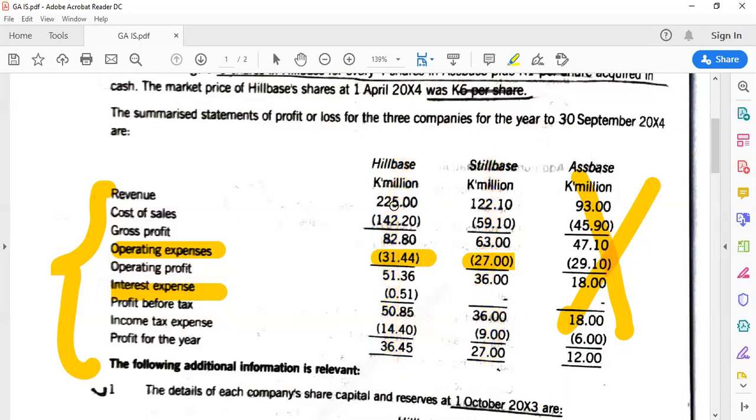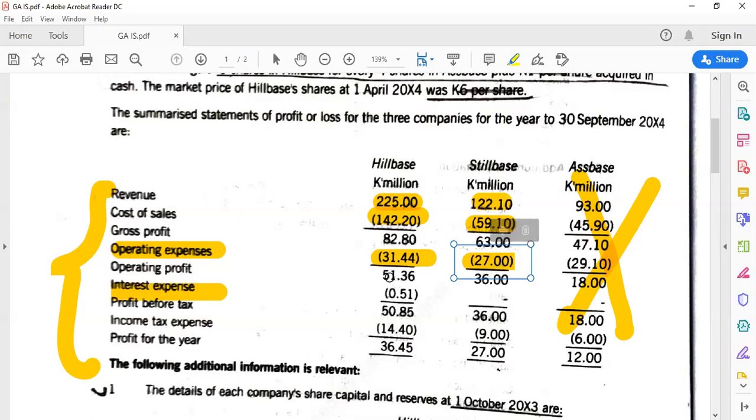So we are copying these figures. We've copied this one, all of it. We've copied this one, all of it. But these figures for the subsidiary, we are multiplying by 6 months over 12. So now we go to operating expenses. We copy the 31.44 in full for the parent. For the subsidiary there, what do we do? We are going to get the 27, then we multiply by 6 over 12. And then the show goes on.